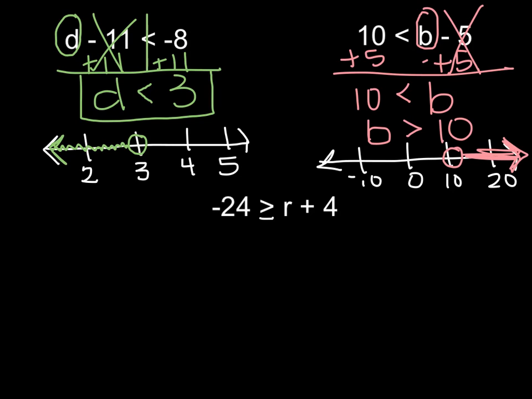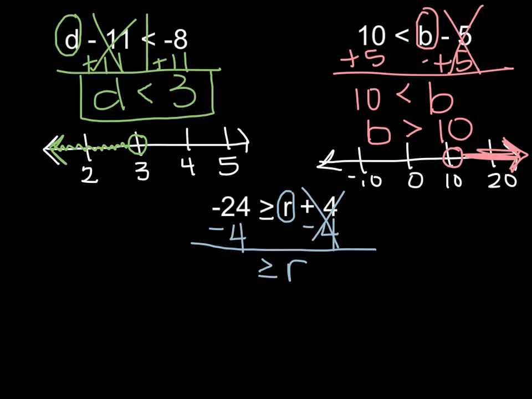And our final example is negative 24 is greater than or equal to r plus 4. Our goal is to isolate this r. The opposite of adding 4 is subtracting 4. And the golden rule, whatever we do to one side, we have to do to the other. So the adding 4, subtracting 4 cancels each other out. So I drop down my r. It's not an equal sign. It's a greater than or equal to sign. And then I have negative 24 minus 4.